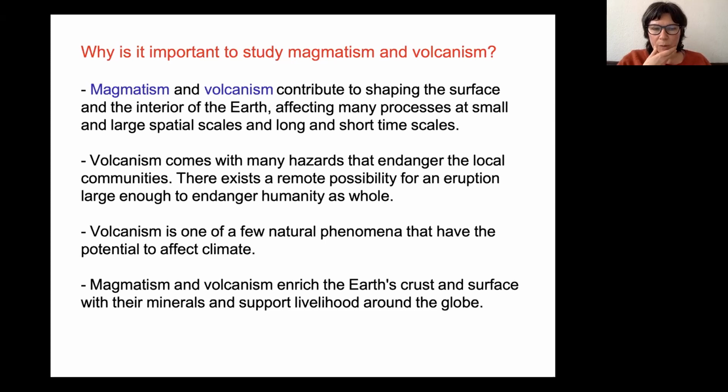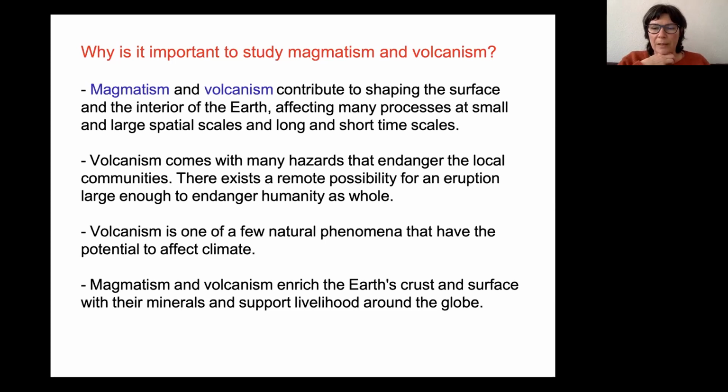So this is another reason why it's important to study magmatism and volcanism, because we want to understand these hazards, and if possible, even forecast them. Then volcanism also is one of the few natural phenomena that have the potential to affect climate. Indeed, big eruptions in the past have affected climate on short, medium, and even longer timescales. So the interaction with climate is also very interesting. I will not go into this, but it is a very important topic as well.